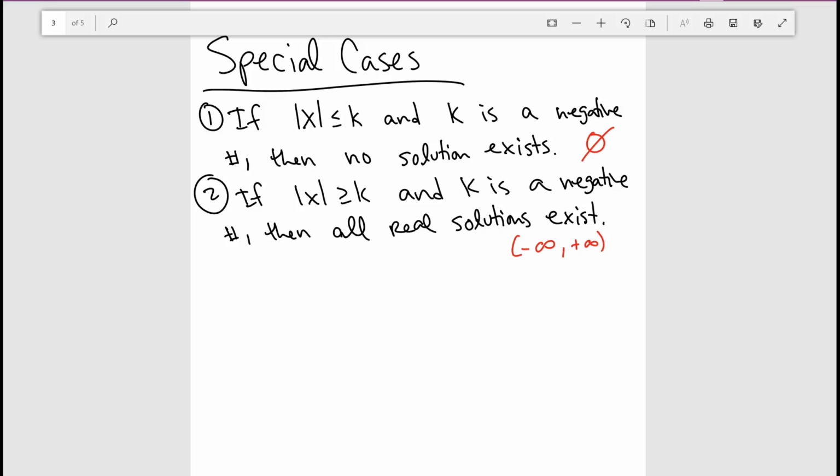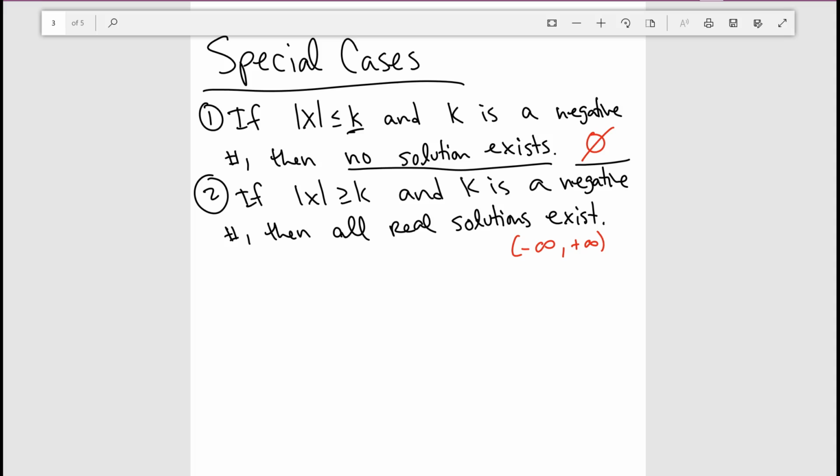So here's the last bit. We have two special cases. The first case is that if the absolute value of x is less than or equal to k, and this k number happens to be a negative number, then no solution exists. So it's basically empty. Nothing exists.